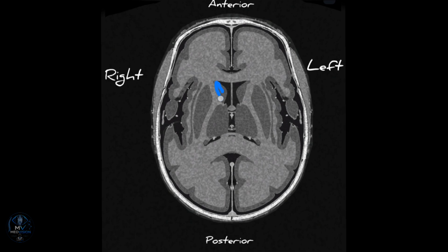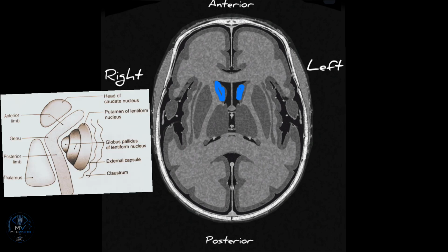And these two structures on each side are called the caudate nucleus. The caudate nucleus is an important component of the basal ganglia. It has a head, body, and tail. The head is located anteriorly and forms part of the lateral wall of the anterior horn of the lateral ventricle, and its body follows the ventricular contour, while the tail curves posteriorly and inferiorly toward the temporal lobe.